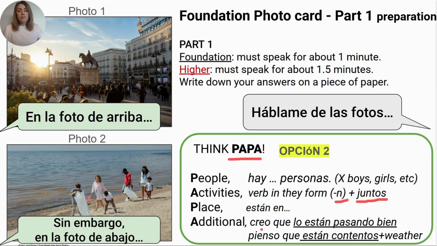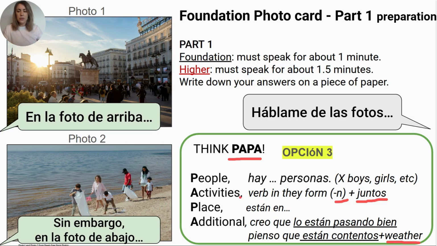And then additional, I think they're having a good time. Creo que lo están pasando bien because, and then the weather is a safe bet. Or if you see they're smiling, or because I think it is fun, okay? So say, I think they're having fun. I think they're happy. Pienso que están contentos. And then say why. Because the weather, because they're happy, because they smile, because celebrating is fun, whatever. Okay, so for option 2, you can pause the video and then later on see my answers. And now option 3. Option 3, I will show you my model answers following this.